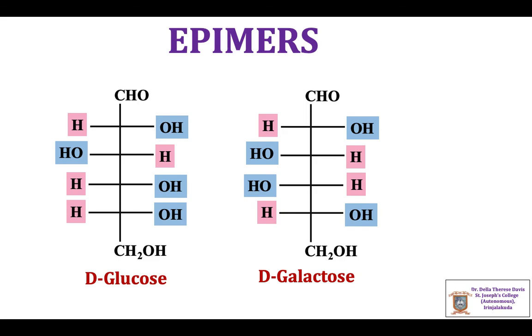Another example of an epimer pair is D-glucose and D-galactose. Here the configuration is different on the second chiral center from the bottom. For D-glucose, the configuration from the bottom is D, D, L, D, whereas for D-galactose, the configuration is D, L, L, D. The second chiral center from the bottom of D-glucose has OH towards the right and H towards the left, and for galactose, it has H towards the right and OH towards the left. Thus, D-glucose and D-galactose are also an epimer pair.